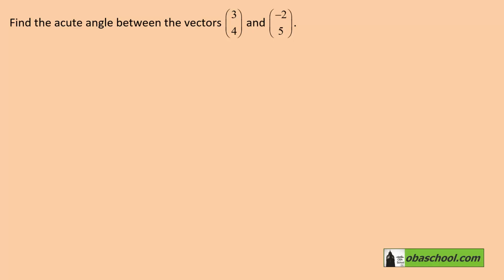Find the acute angle between the vectors 3, 4 and negative 2, 5. Well, let's draw a triangle. So 3, 4, 3 across and 4 up. So let's say roughly there. And let's call that A. Let's call this one O. And then let's go from O to negative 2, 5. So negative 2, 5. Let's say that's about there.